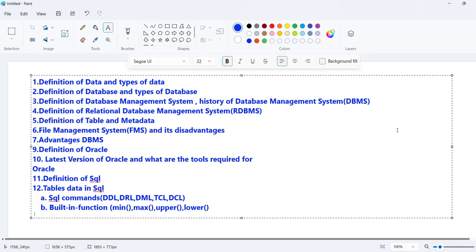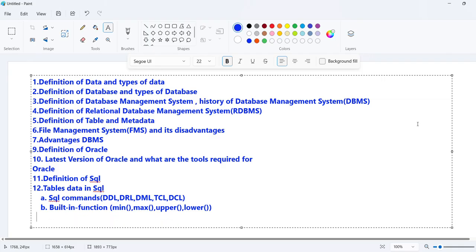Then we will discuss clauses in SQL. The clauses in SQL topic contains group by, order by, having, and etc.